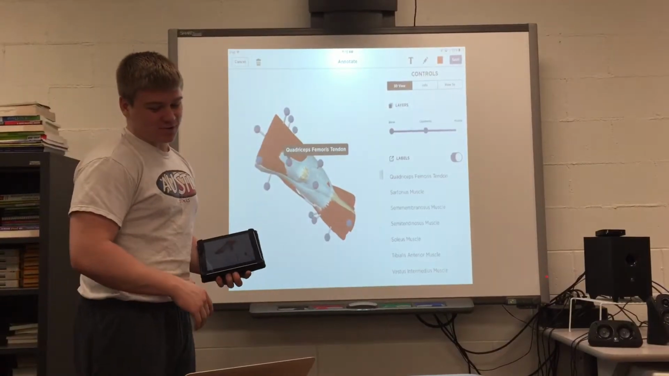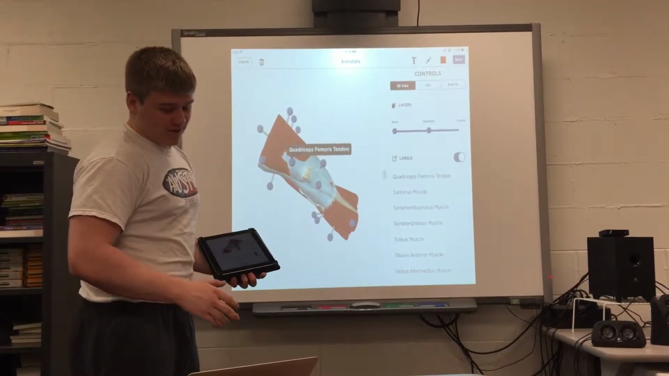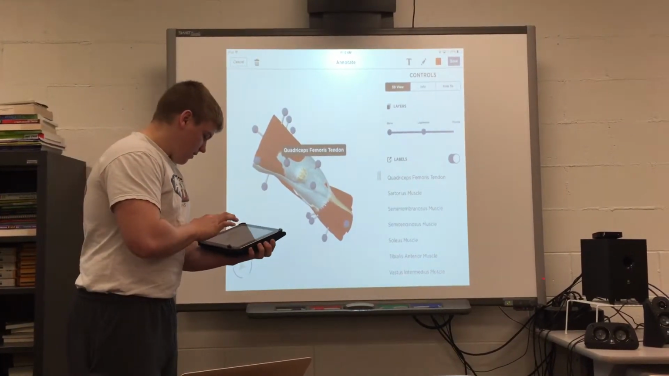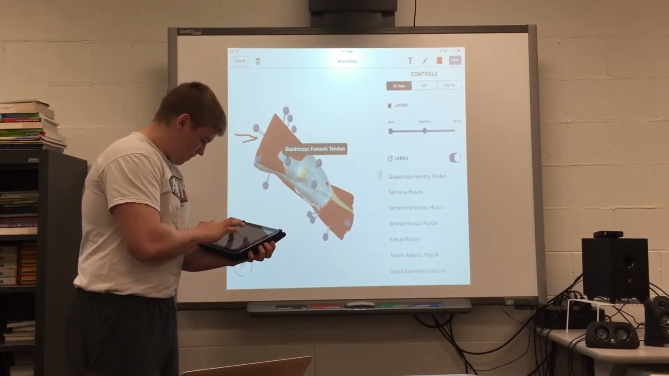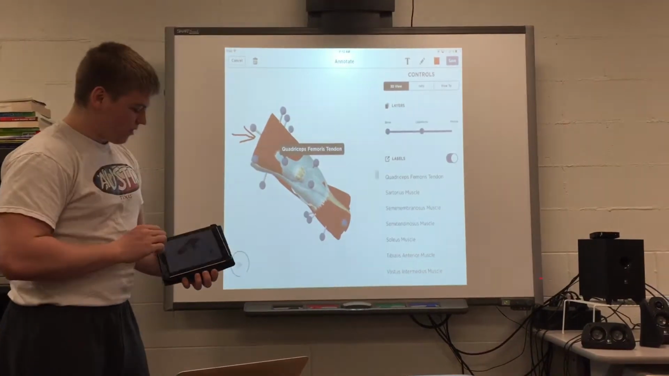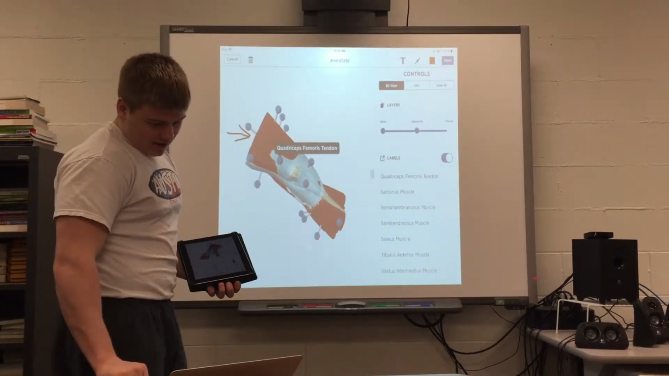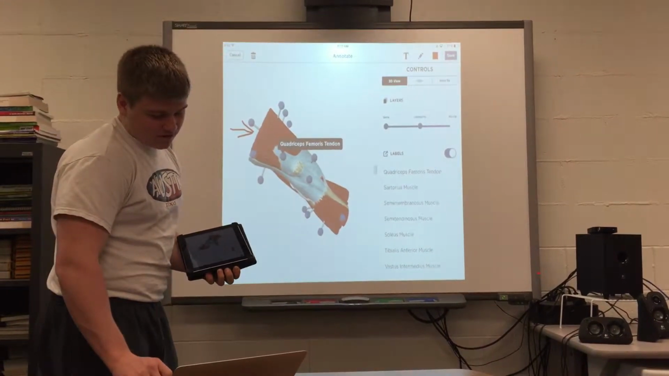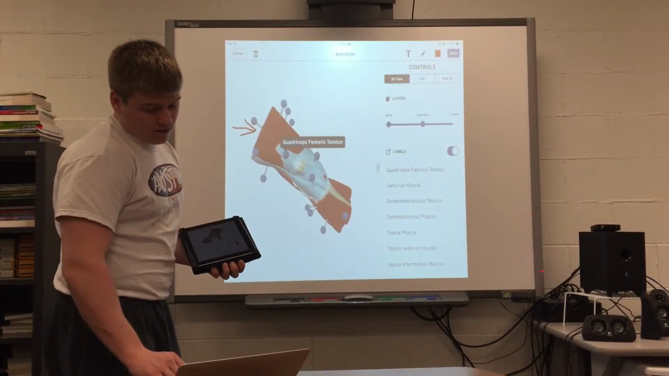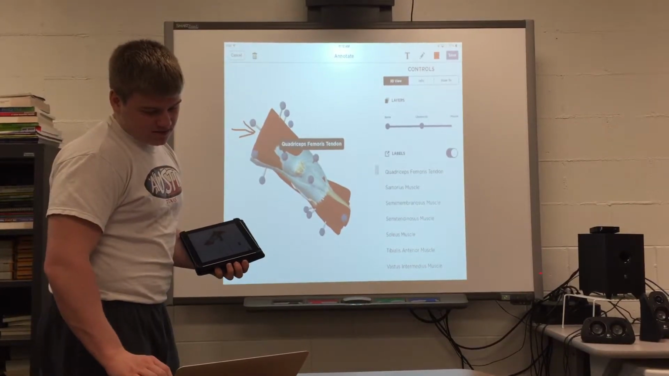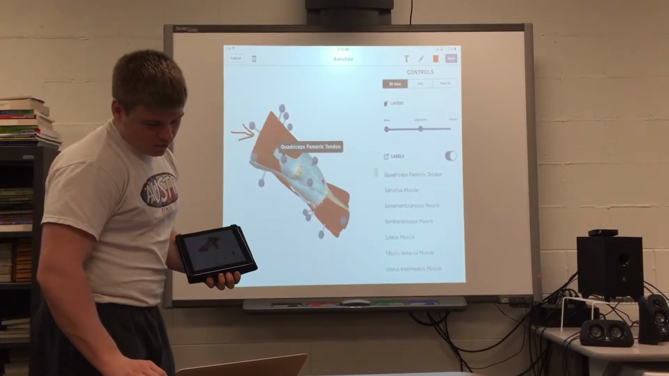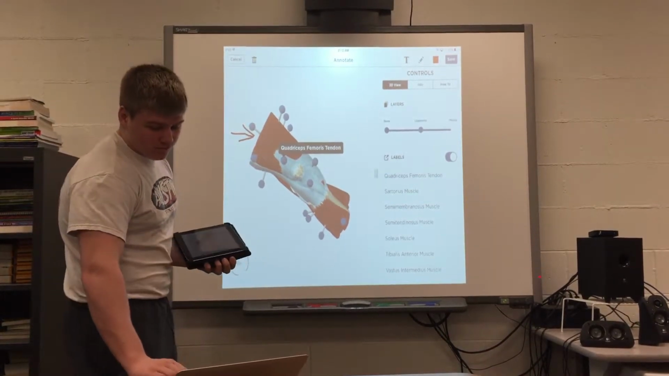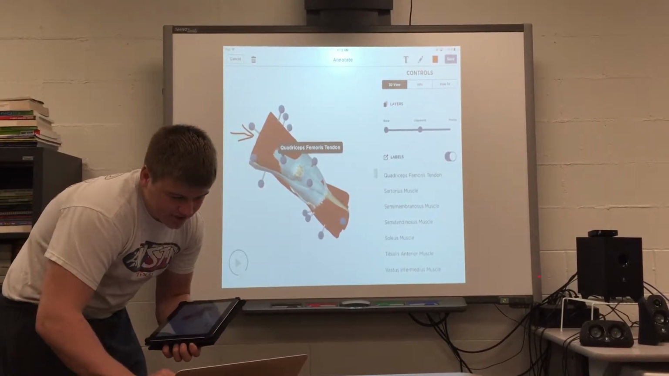Alright, so the next set of muscles we're going to learn about is the quadriceps. The first one we're going to talk about is the rectus femoris. It is right here above the quadriceps femoris tendon, and its origin is the spine of the ilium and margin of the acetabulum. Its insertion is the patella by a common tendon, which continues as the patellar ligament to the tibial tuberosity. Its action is it extends the knee.